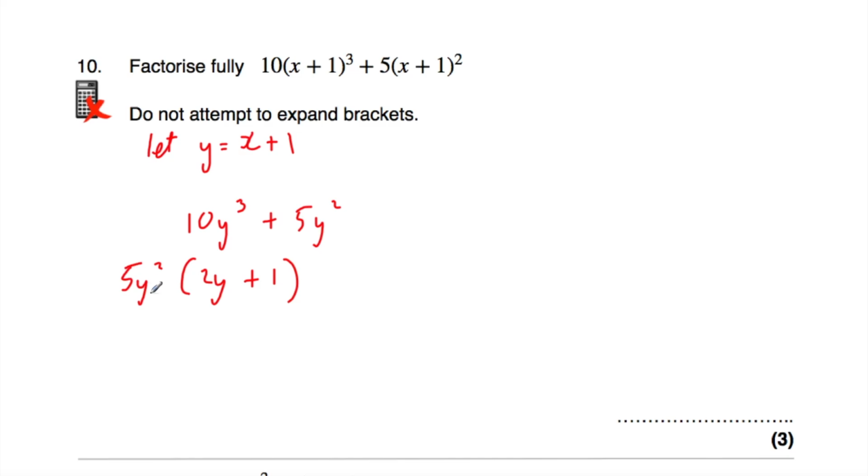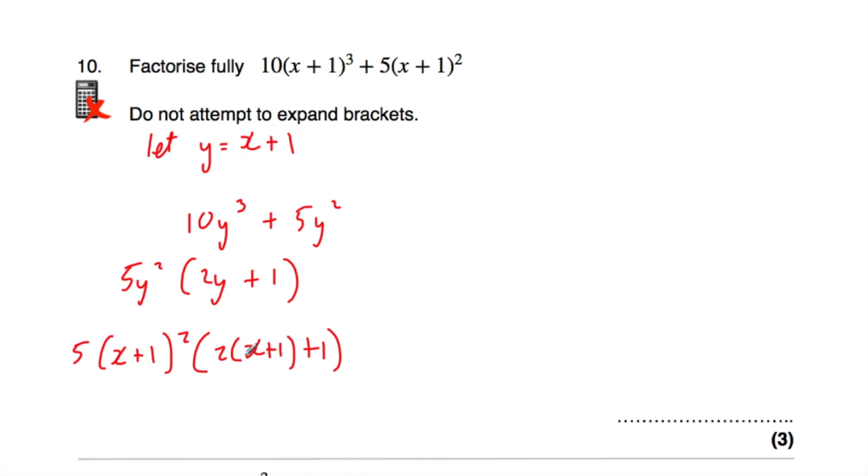Now let's replace the y with x plus 1. So instead of 5 times y squared, we're going to have 5 and then in brackets x plus 1, close bracket squared, just replacing the y with x plus 1. And then open up our next pair of brackets, and we had 2 times y, so that's 2 and then in brackets x plus 1, and then close brackets, and then we've still got plus 1, close brackets. So we just replace our y with x plus 1 and our y with x plus 1.